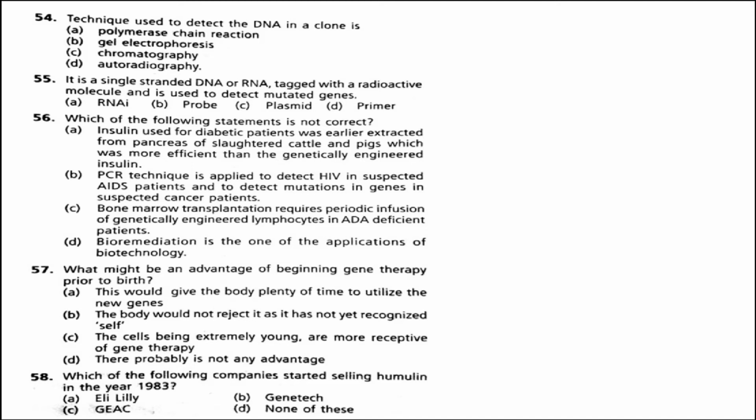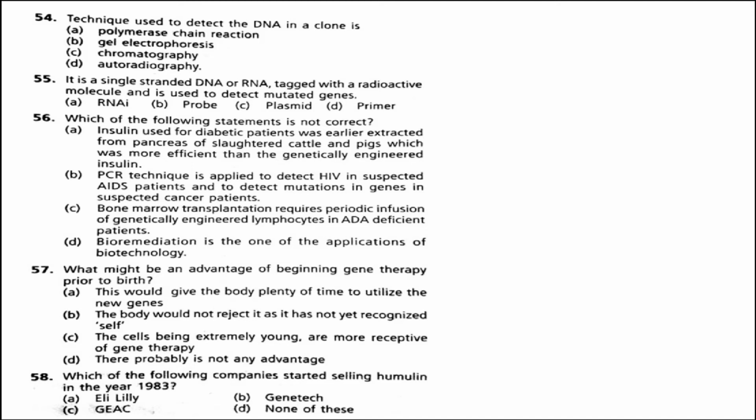Next, which of the following statement is not correct? A, insulin used for diabetic patients was earlier extracted from pancreas of slaughtered cattle and pigs, which was more efficient than the genetically engineered insulin. B, PCR technique is applied to detect HIV in suspected AIDS patient and to detect mutations in genes in suspected cancer patients. C, bone marrow transplantation requires periodic infusion of genetically engineered lymphocytes in ADA deficient patients. D, bioremediation is one of the applications of biotechnology. And the answer is option A.